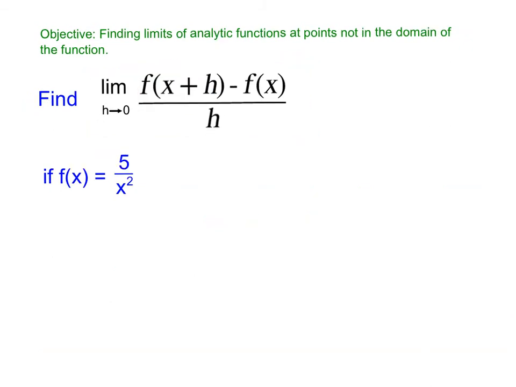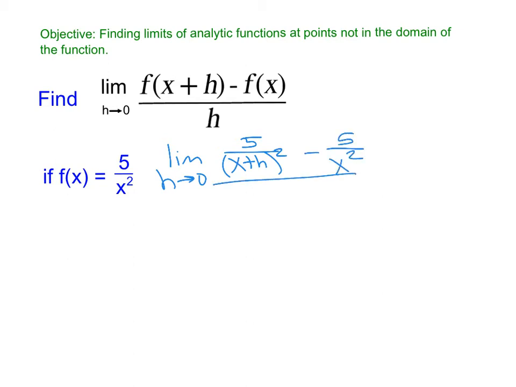All right, same idea. I want you to take a minute and plug into the limit formula. So we have the limit, h approaches 0, of 5 over x plus h squared minus 5 over x squared, all over h. Again, if you start trying to plug in, you do get 0 over 0.